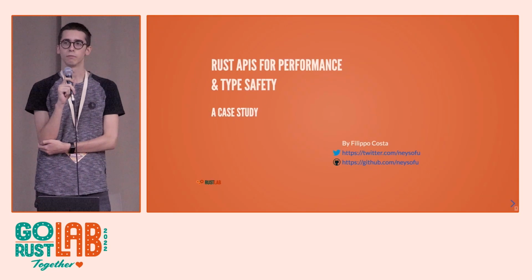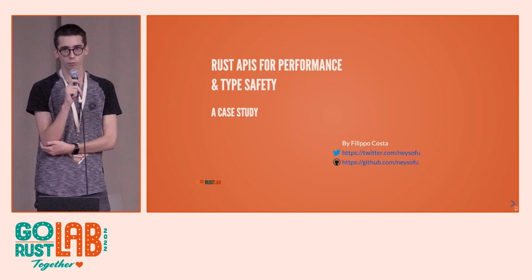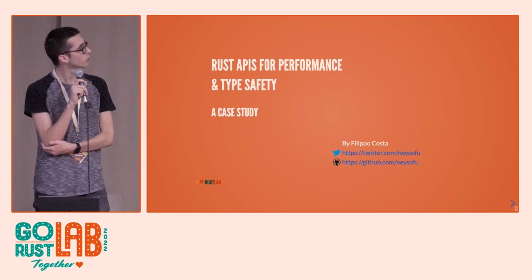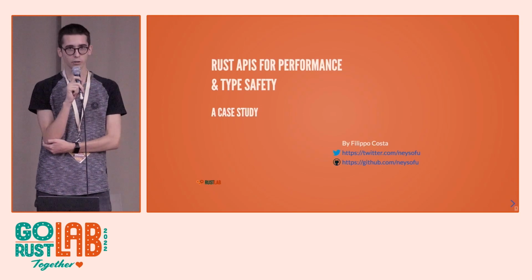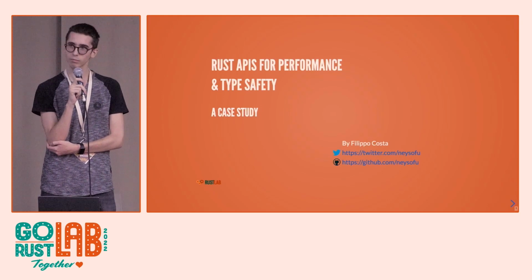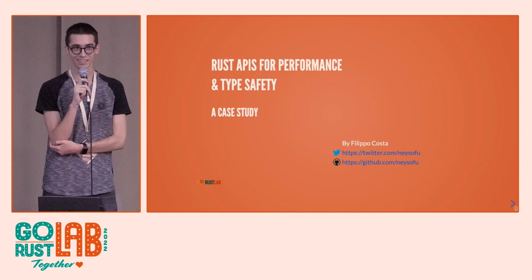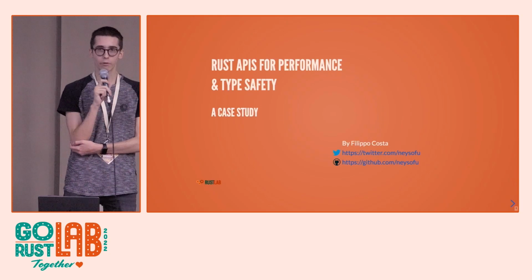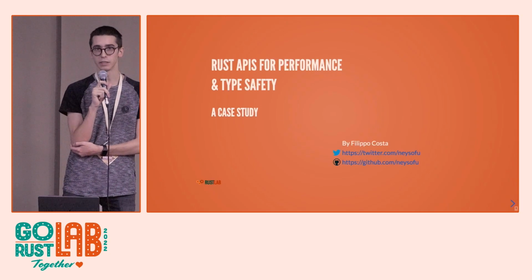Hello, everyone. Welcome to Rust APIs for performance and type safety, a case study. We're going to talk more in particular about FIX, which is the Financial Information Exchange Protocol. And I'm going to share with you some ideas that I have about a possible implementation in Rust of such protocol. So, anybody heard of FIX, maybe? Anybody worked with FIX? Yeah, it's quite niche, right? And we're going to focus really on public crate maintainability.